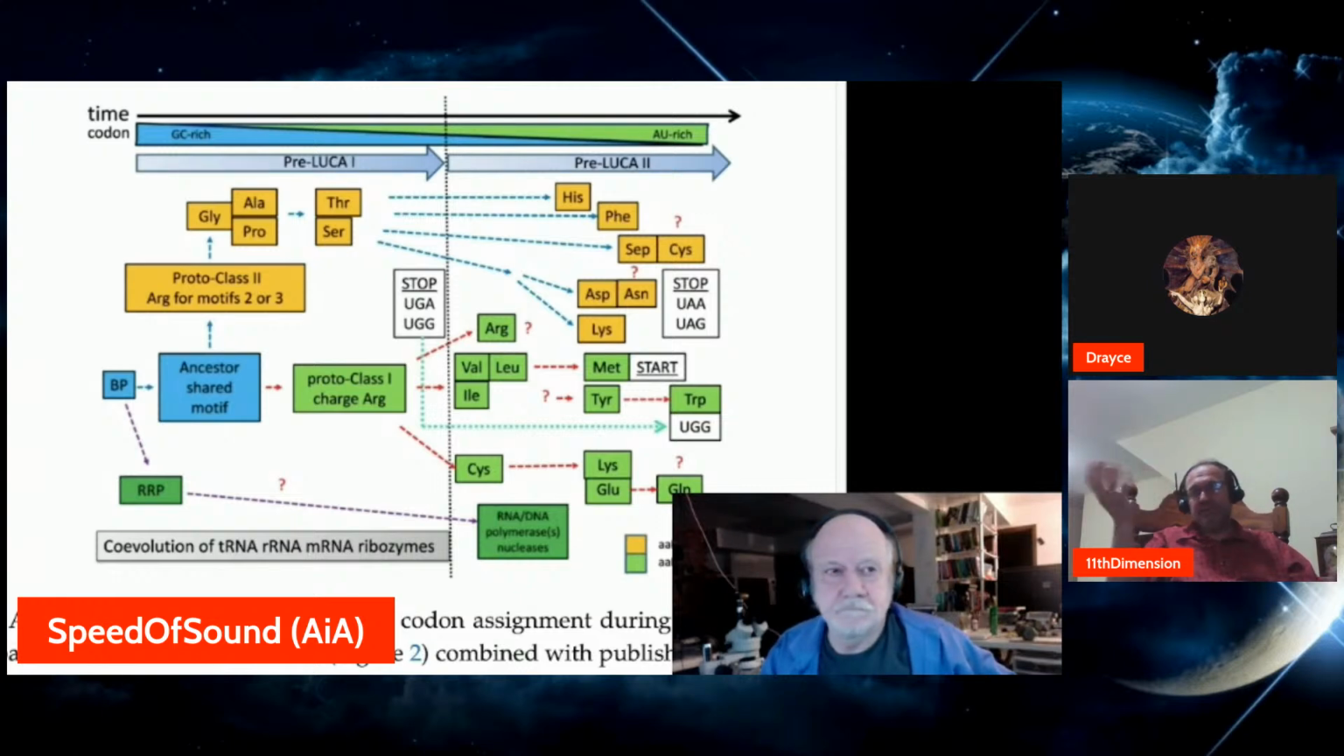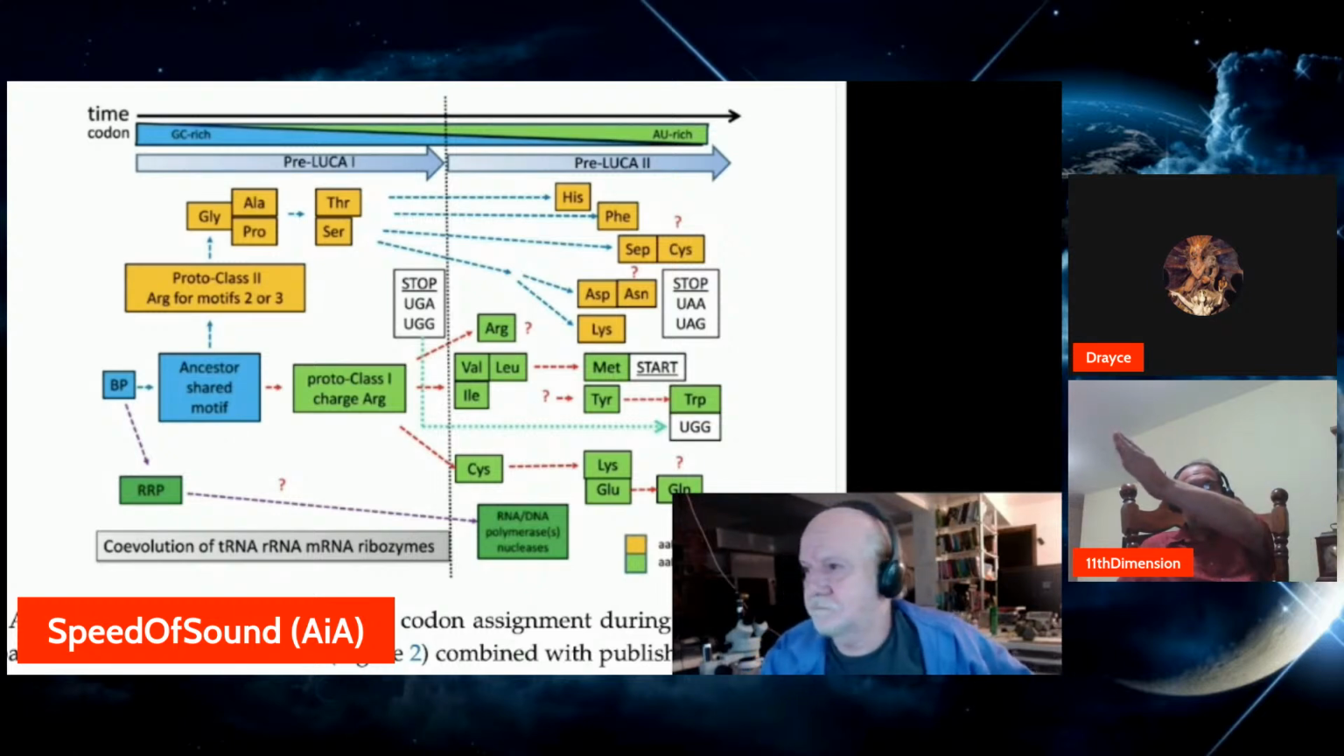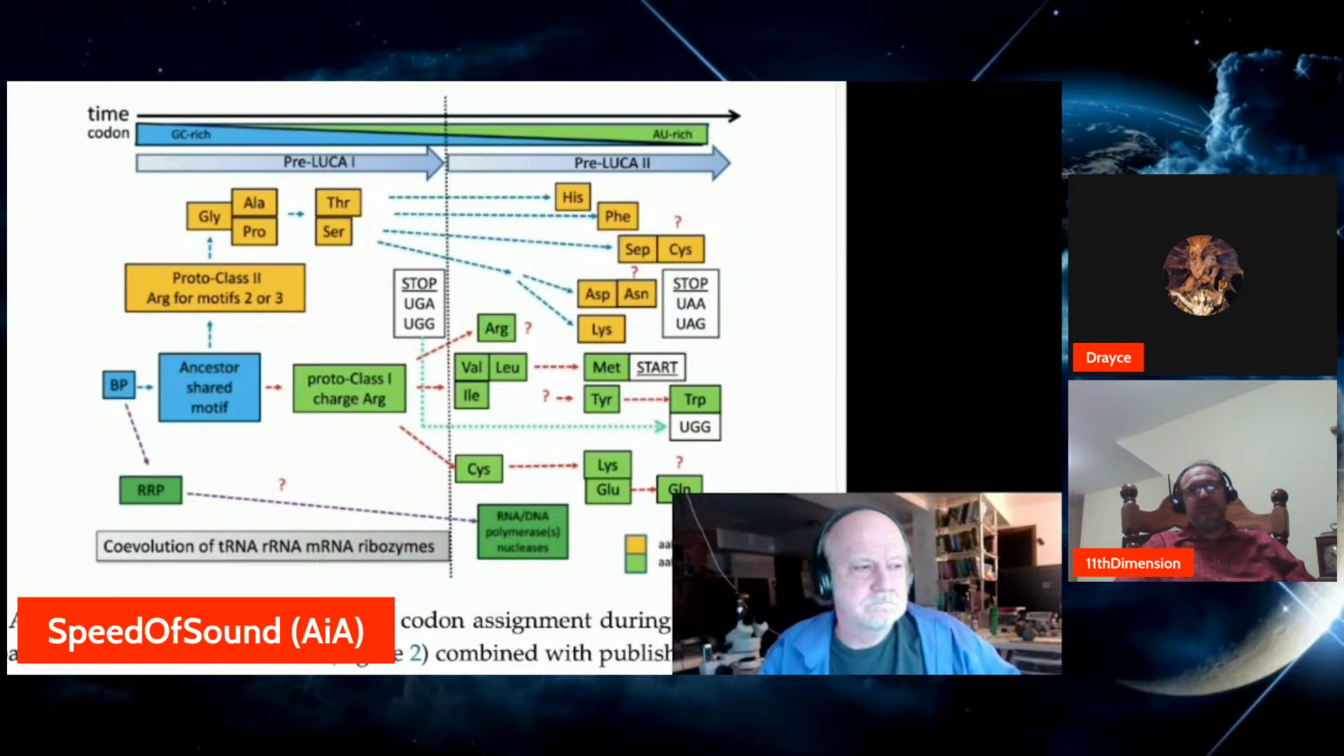That's why at some point, when I'm talking here, for example, about pre-LUCA 1 and pre-LUCA 2, this is an extremely early moment. So basically at pre-LUCA 1, you don't have bigger peptides than just several amino acids, although the actual amino acids are already starting to be assigned to specific codons.